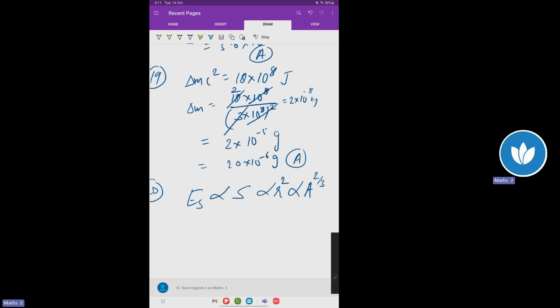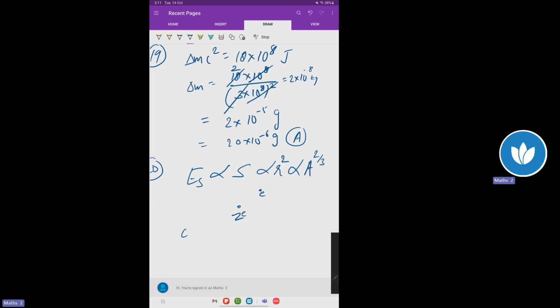Then B, the Coulomb contribution to the binding energy. No. Coulomb contribution for electron and nucleus is Z, and this is ZE and E. So Z(Z minus 1)E is square. So B is not correct. C is the volume energy. Volume energy is directly proportional to volume, means directly proportional to A. So C is also correct. B correct, C correct. No, A correct and C correct.